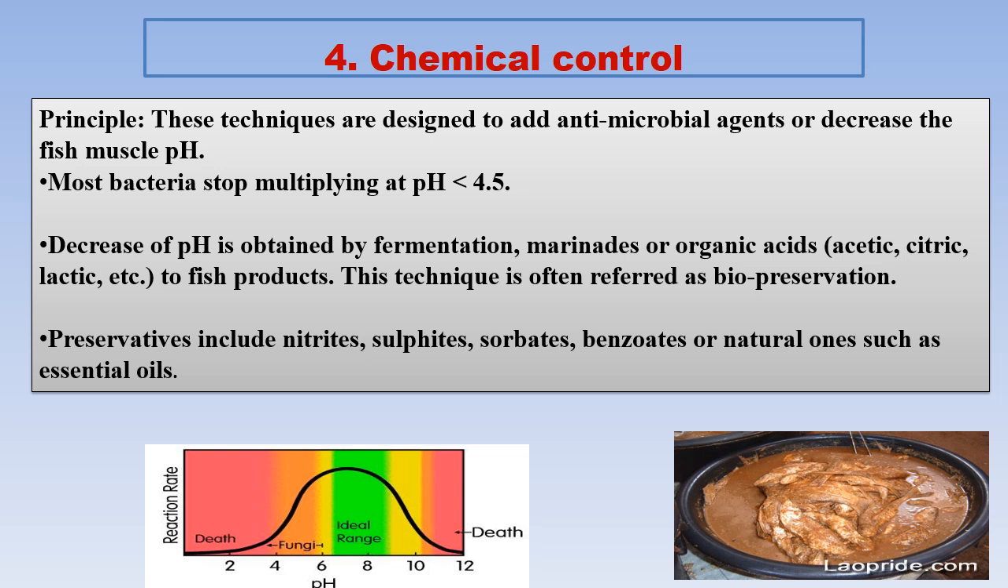Now we will discuss chemical control. Here the principle is that these techniques are designed to add antimicrobial agents or decrease the fish muscle pH. When the pH is reduced, it is difficult for most microorganisms to grow. Most microorganisms have an optimum pH, and mostly it is in the neutral zone between 6 and 8. When the pH goes below 4.5, most bacteria cannot multiply or grow, except the halophilic bacteria. The decrease in pH can be achieved by fermentation, by marinades, or by organic acids like acetic, citric or lactic acids in fish products, and this technique is often referred to as biopreservation.